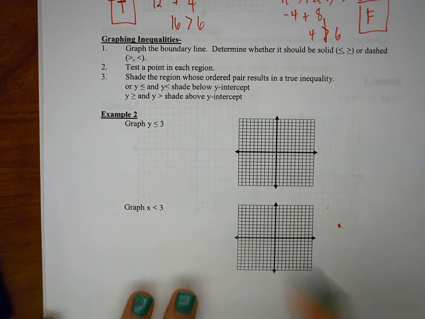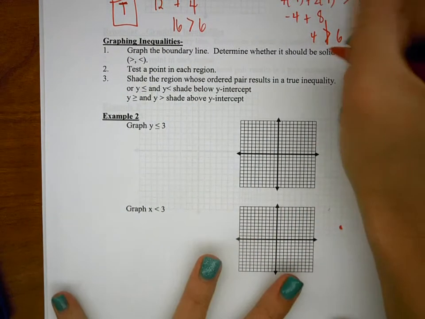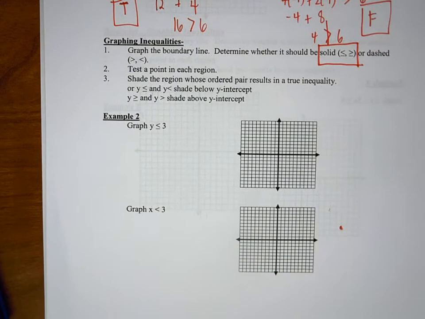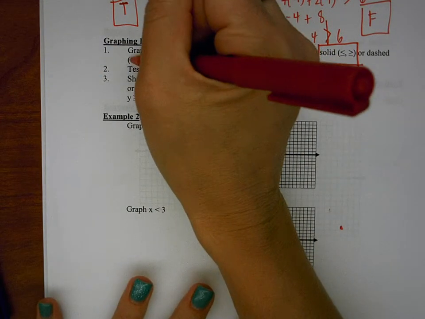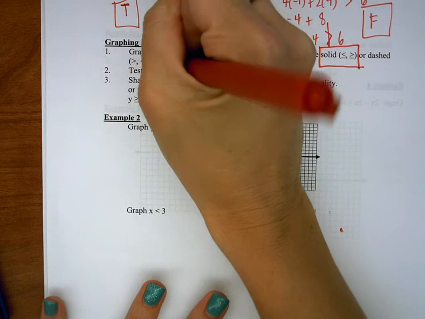All right, graphing inequalities. The first thing is the boundary line, okay? Determine whether it should be solid. So highlight this or box it. When you have less than or equal to, you are making a solid straight line. Where when you just have greater than or less than, this is a dashed or dotted line, okay?